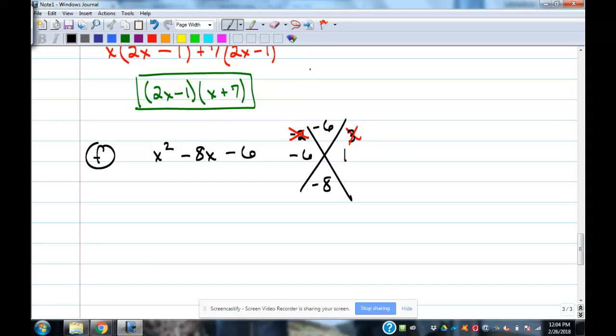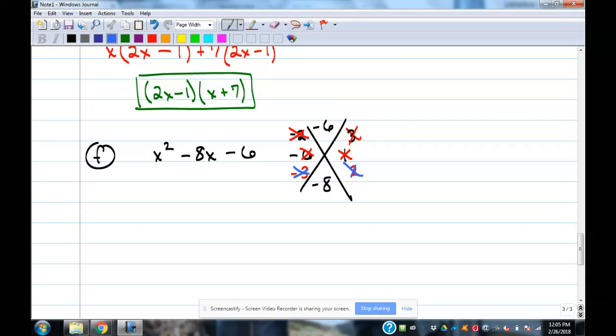What's that add to be? Negative 5. That doesn't work. What if I did the negative 3 and the positive 2? That doesn't work either. It doesn't give us negative 8. That's all the factors of 6. We've used them all, and none of them worked.